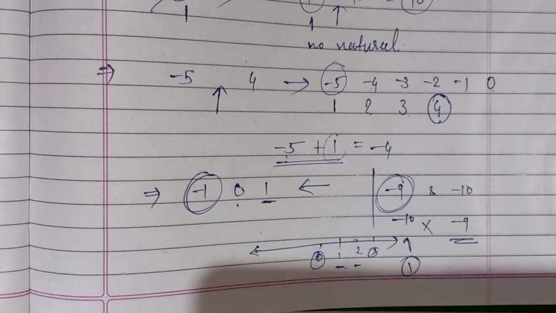Now we will talk about rational numbers: how to count rational numbers between two rational numbers. Before that, we recall the definition of rational numbers. What are rational numbers? A number in the form p by q, where p is positive, negative or 0, and q is the denominator, always a positive integer.